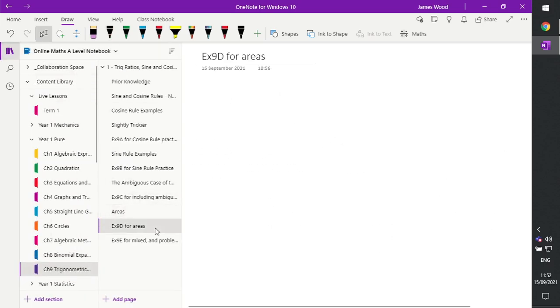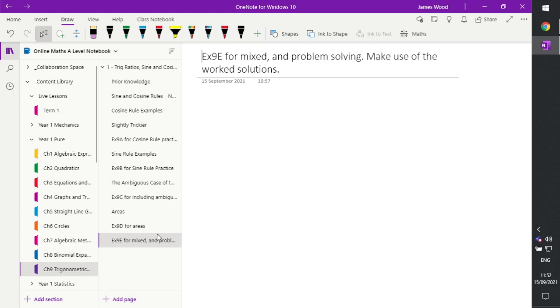Okay. If you wanted to do some practice of areas, then 9D would be the one to look for. 9E is also a good exercise to do because this has got a mixture of sine and cosine rules, so you've got to pick which one to use, which is probably the hardest part. And it's also got some more wordy problems in there as well, which is more likely to be the sort of thing you might get in an exam. So I'd recommend you have a go at that.